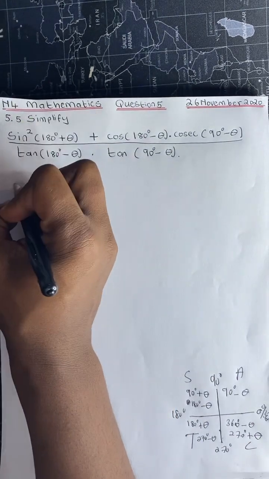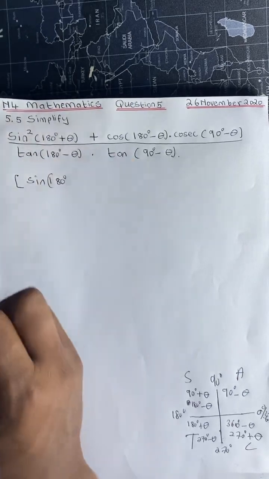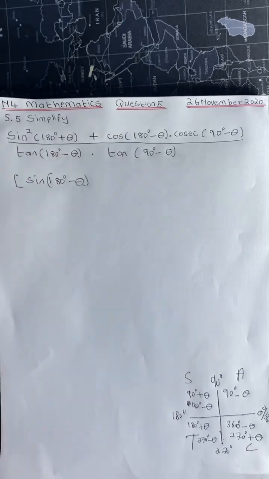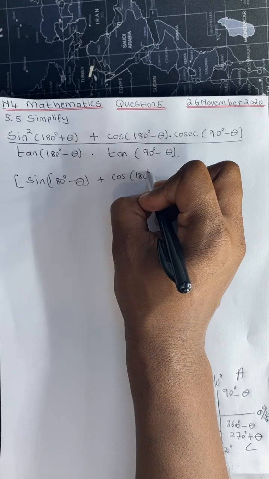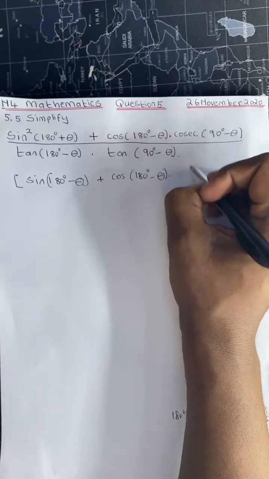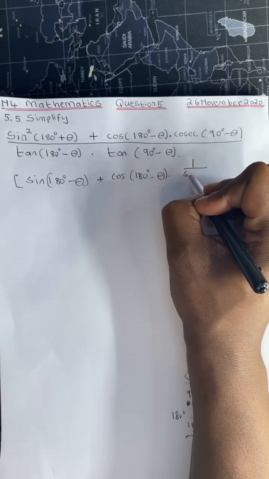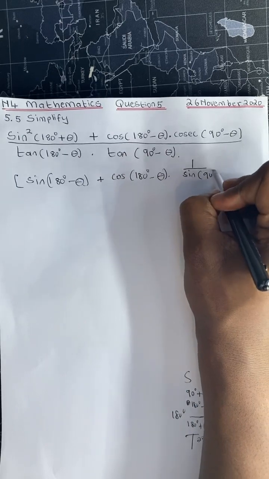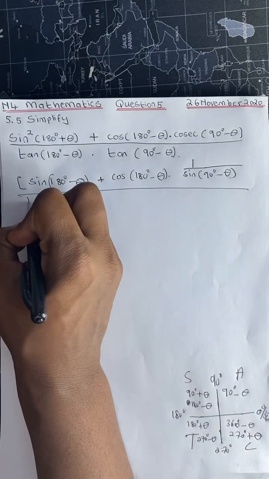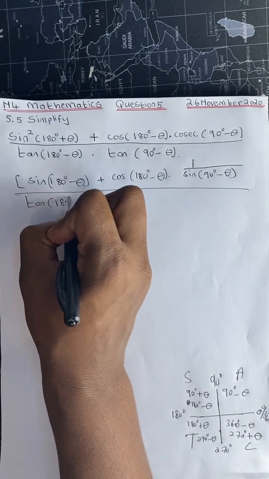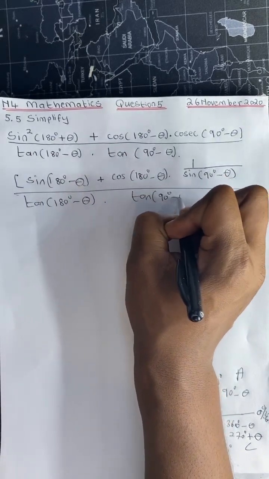So we can rewrite this as sine of 180 degrees minus theta plus cos of 180 degrees minus theta, and the cosec will be equal to 1 over, the third letter is s for sine, of 90 degrees minus theta, all divided by tan of 180 degrees minus theta and tan of 90 degrees minus theta.